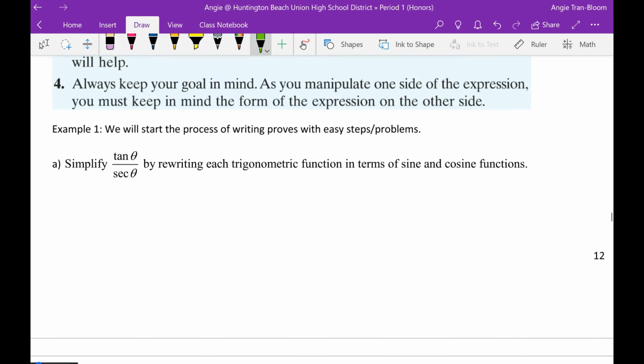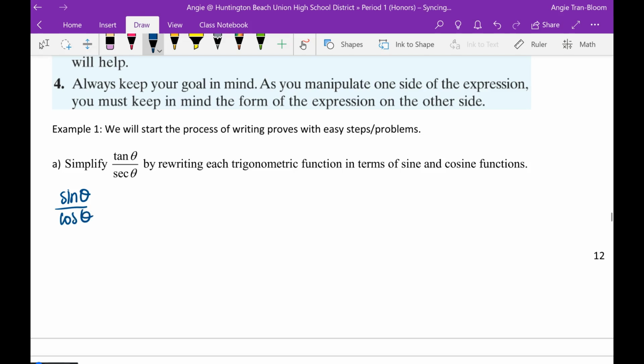Example 1. We're going to start with something super easy, okay? We will start the process of writing proofs with easy steps or an easy problem. Okay? Simplify tangent divided by secant of theta, and I'm giving you a hint here: rewrite each trigonometric function in terms of sine and cosine functions. So let's start. Tangent, how can I rewrite that as sine and cosine? Kara? Tangent is sine over cosine. Yep, tangent is sine divided by cosine.